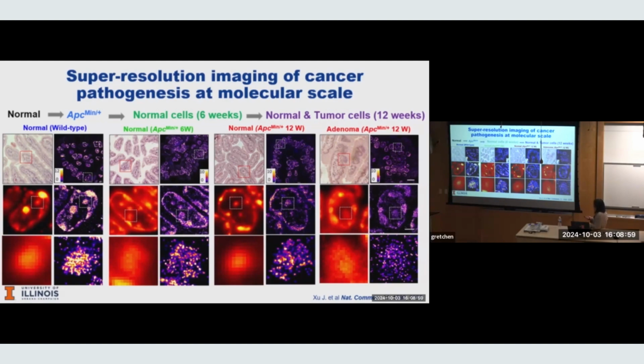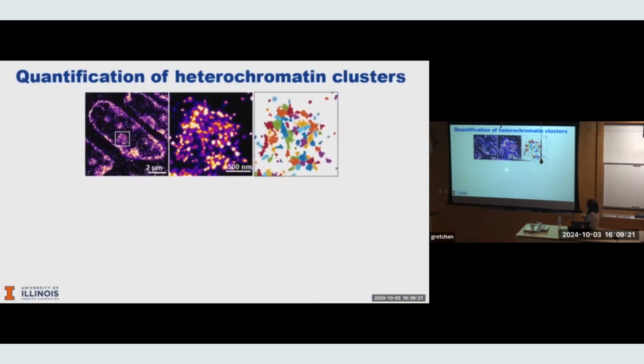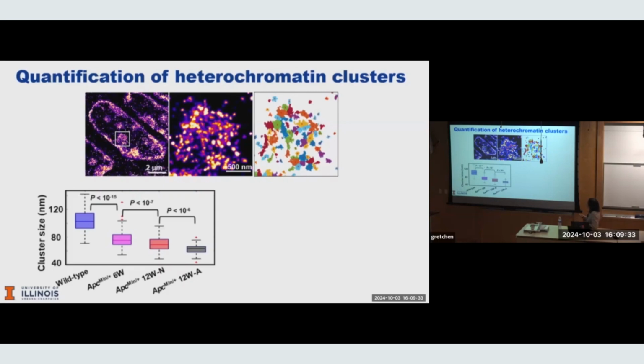But basically what you see here is actually quite a surprise to us. We expected some changes between the normal versus tumor, but in the early stage, you see the compaction level of the chromatin already disrupted, so they become more loose. And this continues throughout the entire carcinogenesis. So when we quantify, we either call it nano domains formed by heterochromatin, or some people call it clusters. So if we do this clustering method, we can measure the size of these.